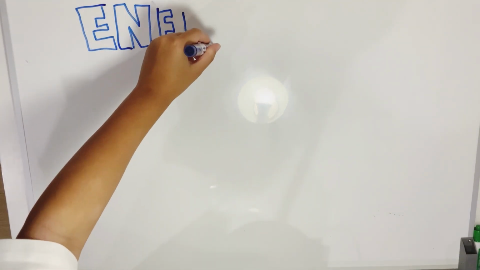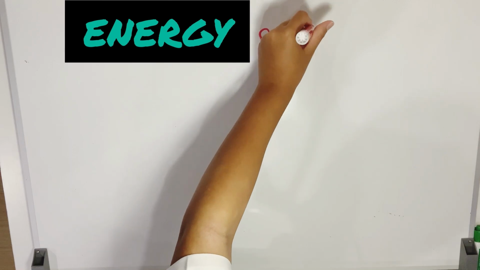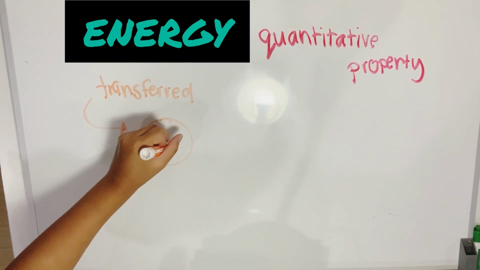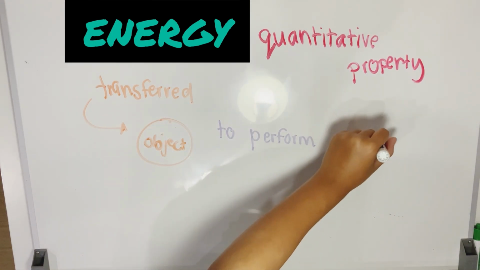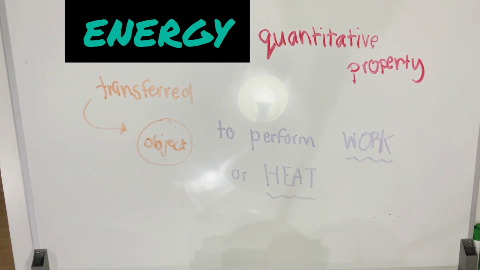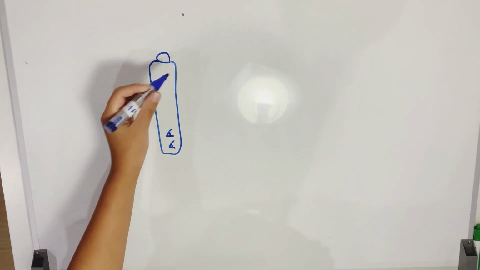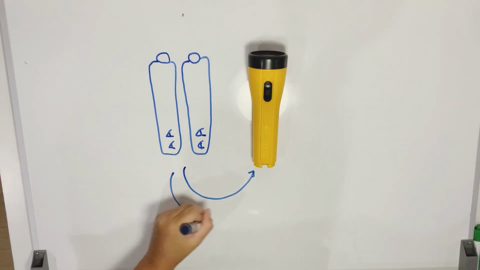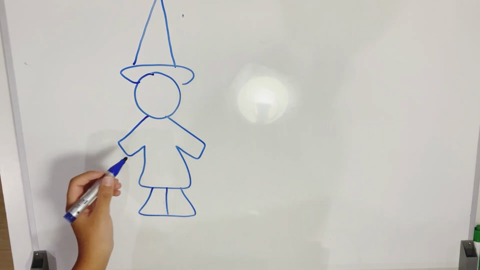Let's go on energy first. Energy is the quantitative property that must be transferred to an object to perform work or heat onto the object. There are so many examples of energy. I'll give you one. The first one would be using batteries to power up a flashlight, since the energy from the batteries goes into the flashlight. As seen, energy can be transferred from the batteries.